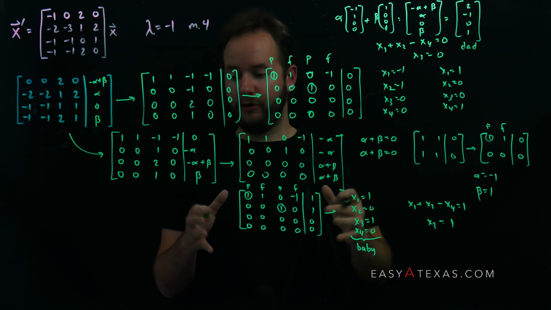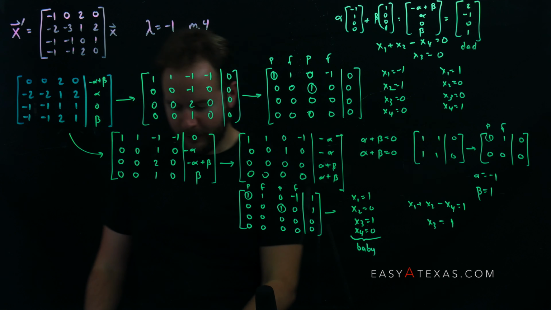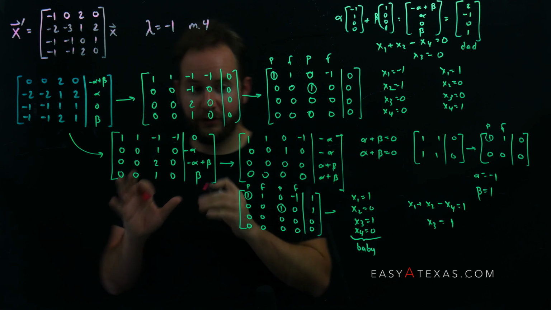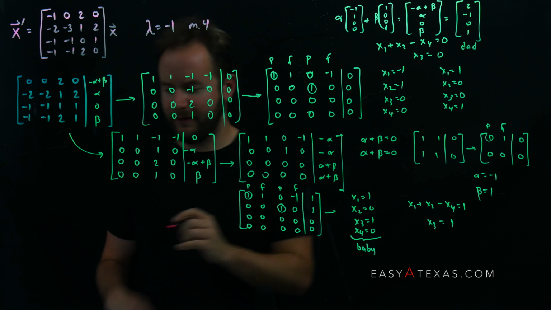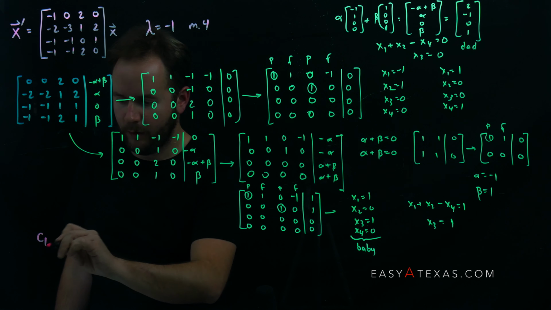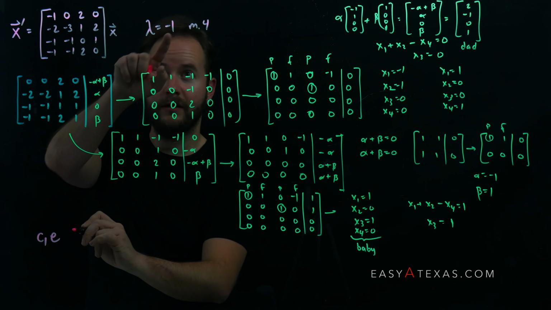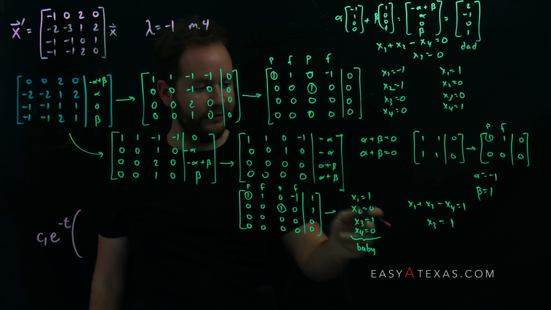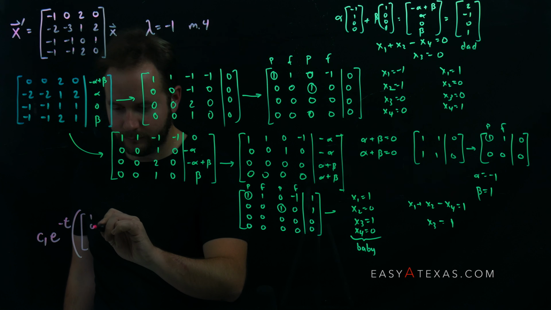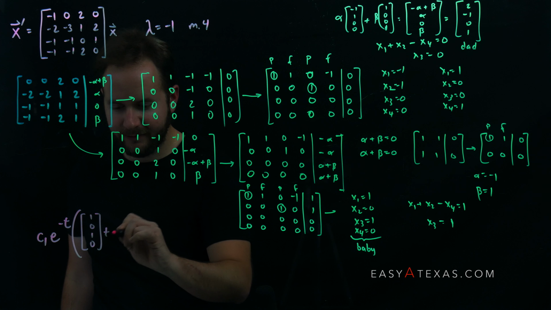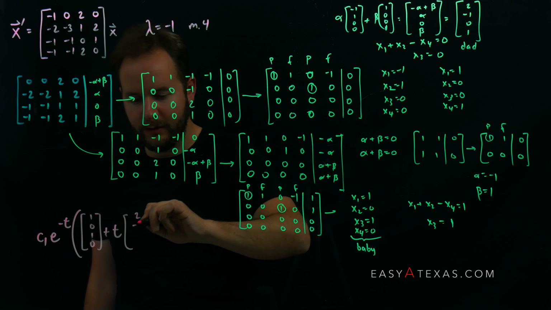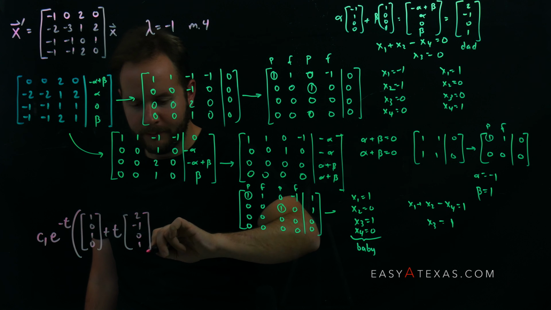To get your answer, your solution, I'm going to do this in pink here. The solution using this eigenvector and this eigenvector, just for the repeated eigenvector, is going to be C1 times e to the negative t times the baby eigenvector, that would be 1, 0, 1, 0, plus t times the dad eigenvector. That was 2, negative 1, 0, 1.